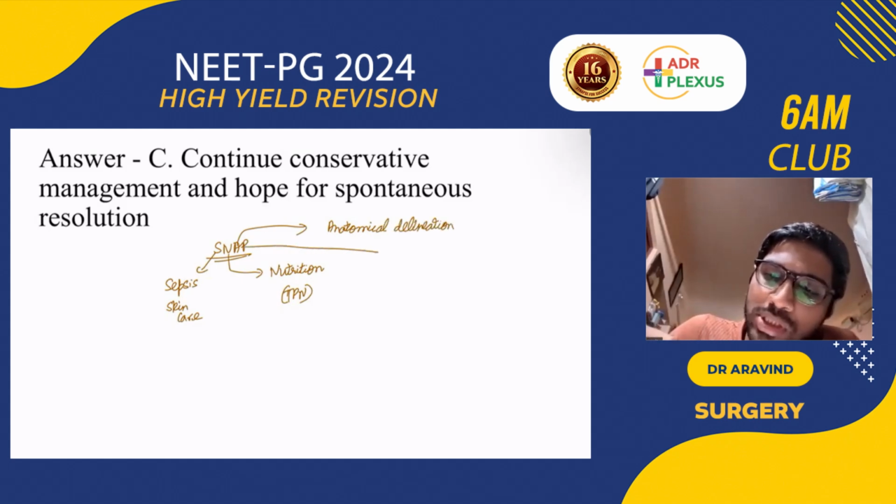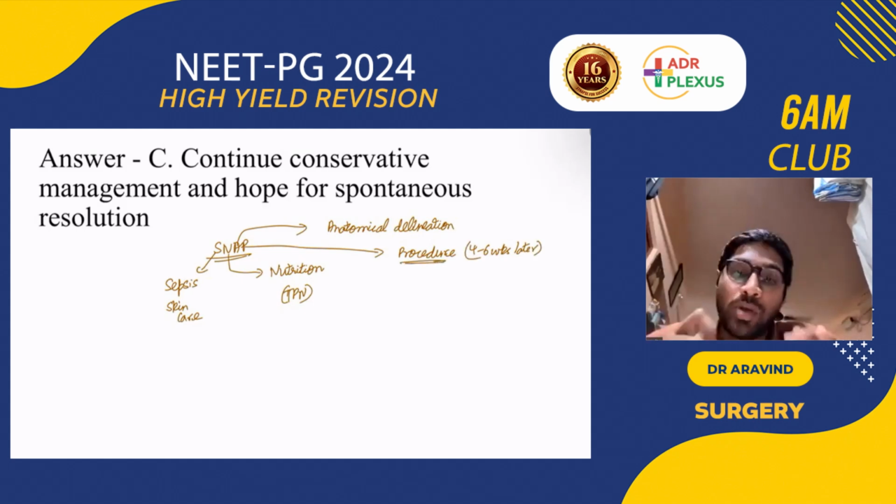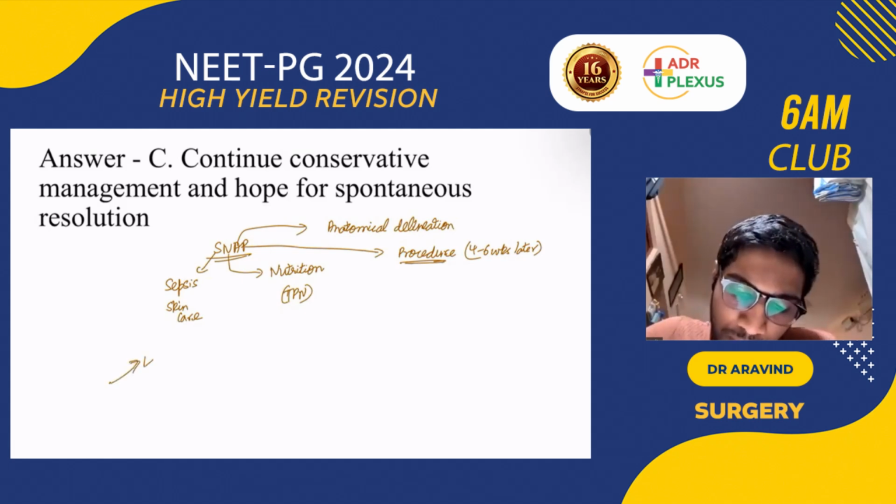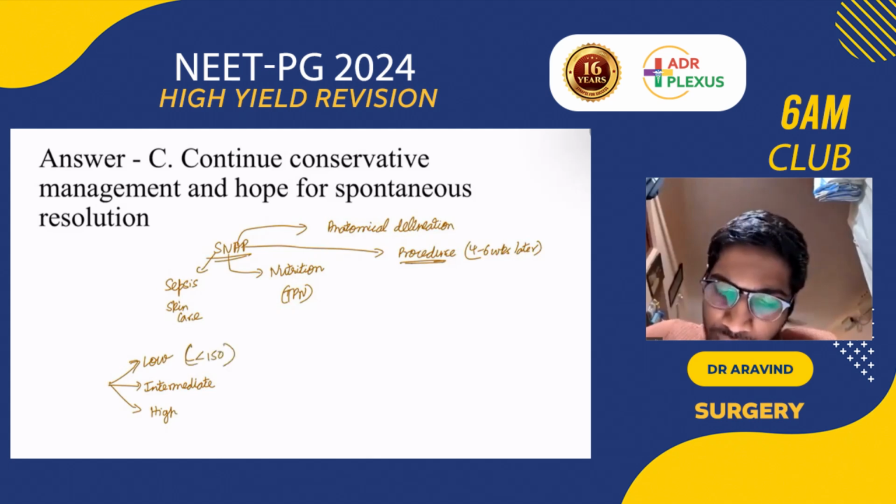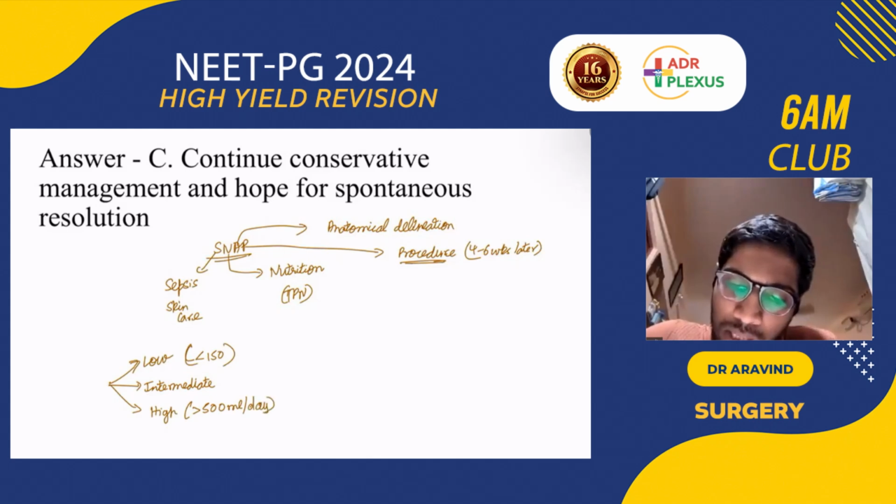Then the definitive procedure will be performed after 4 to 6 weeks. Based on the output, fistulas can be classified into low output, intermediate, and high output fistulas. Low is less than 150, high is more than 500 ml per day, and intermediate is 150 to 500 ml per day.